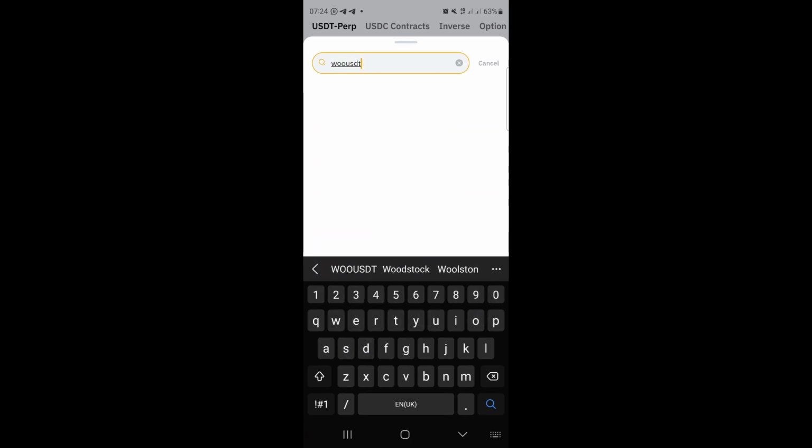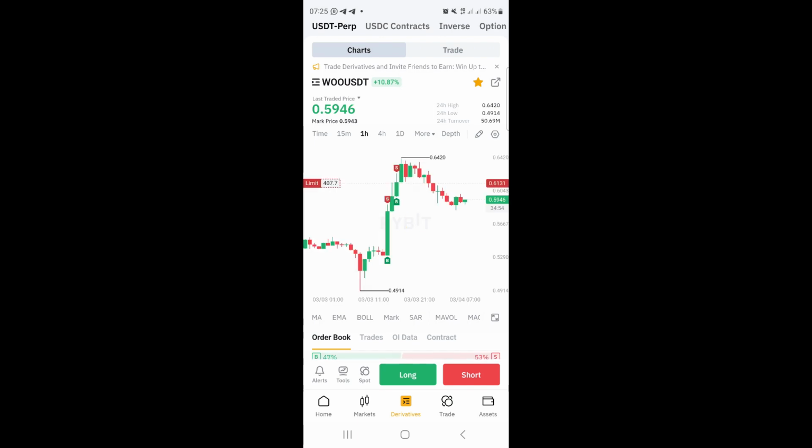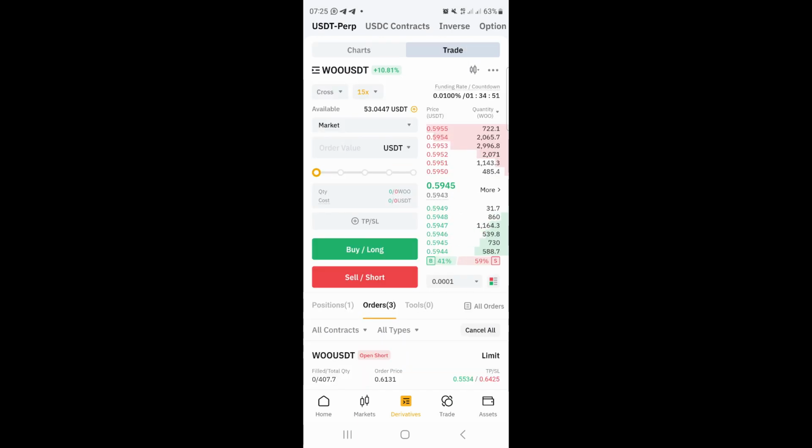So you can see Woo USDT perpetual. Make sure it's USDT perpetual, not spot. Click on it, then click on trade. Now look at it, it's in cross. The strategy I'm teaching is cross leverage, not isolated. So cross leverage, but let's leave the leverage for now.